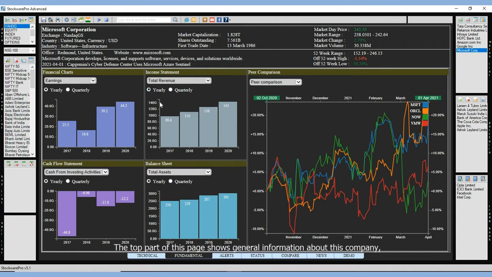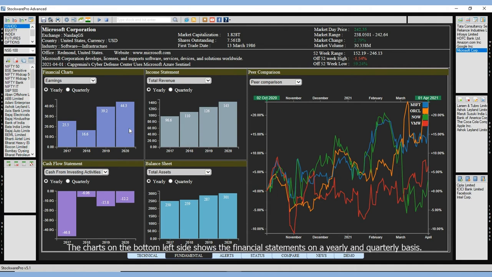The top part of this page shows the general information about this company: the country and the exchange in which it is traded, its market capitalization, the outstanding shares, the general area of business of this company, the latest financial news that is published for this company, the market day prices, and the 52-week range. High and low prices can be seen from this top section.